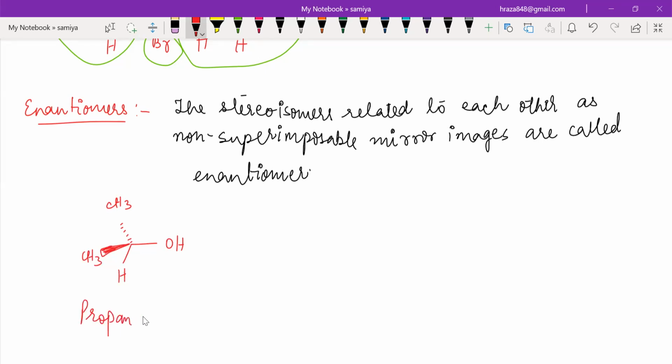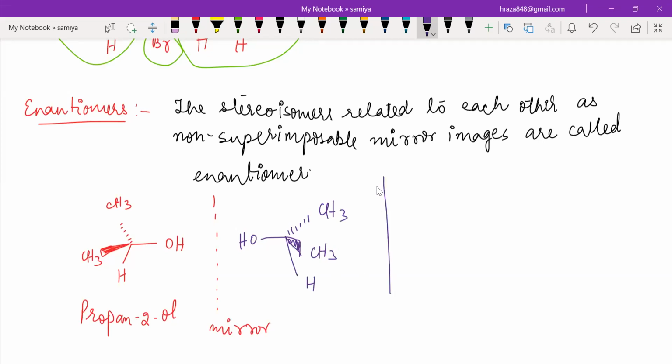This is propane-2-ol. If you put a mirror here, there will be a mirror image of this compound. Left will go to right, and right will go to left. This will be CH3, this is CH3, and also this is H. Now if you rotate this mirror image by 180 degrees, again we will get the same compound. This is CH3, this is CH3, and this is H.